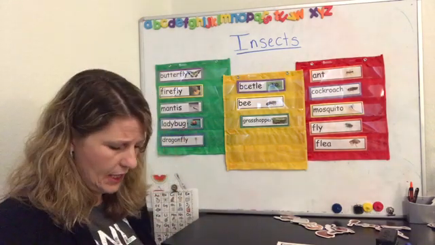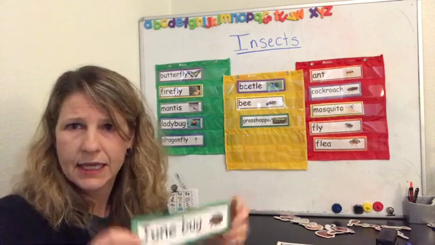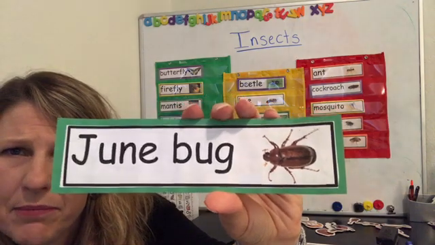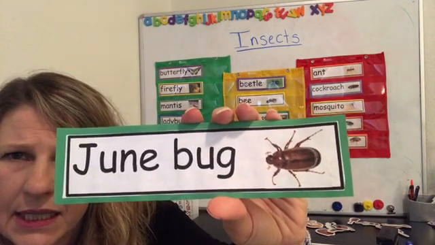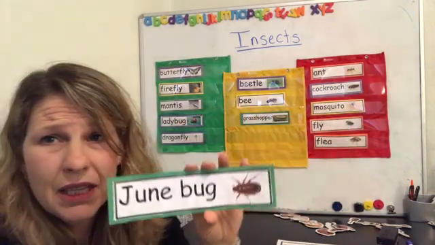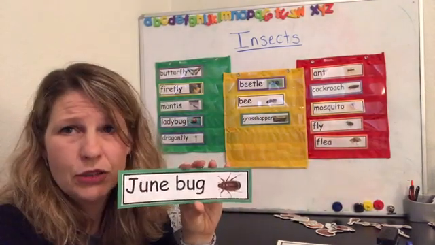Ooh, this is a bug that I don't like. I wonder if you like it. This is called a June bug. It's kind of like the beetle. It's in the beetle family. I see his 6 legs and his antennas. He's a June bug, and I definitely do not like June bugs.